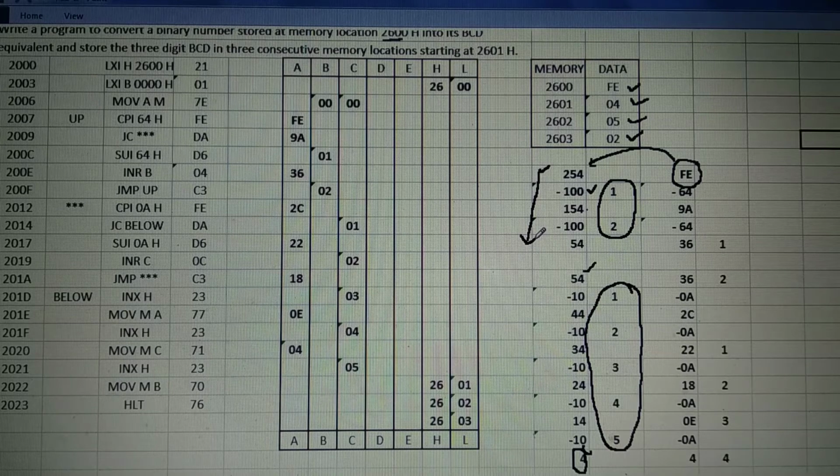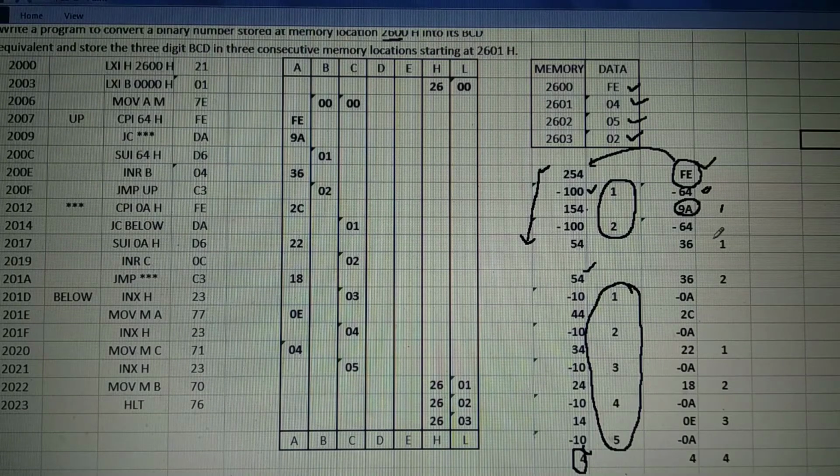Here the processor performs hexadecimal calculation. Here 100 is nothing but 64, and 10 is nothing but 0A. FE is greater than 64, subtract 64. Whatever answer you get, 9A.